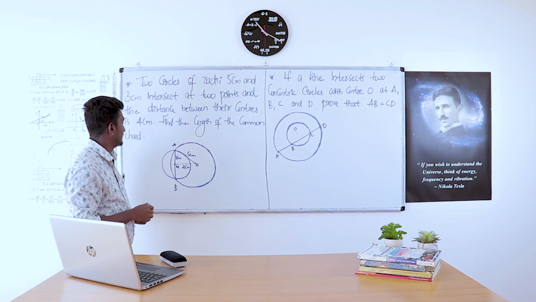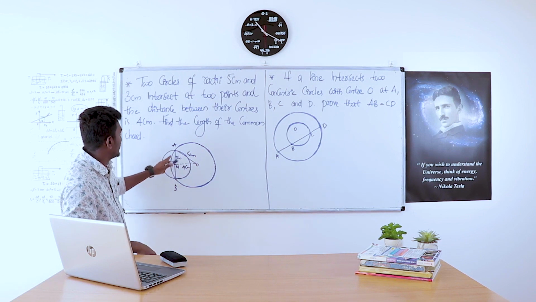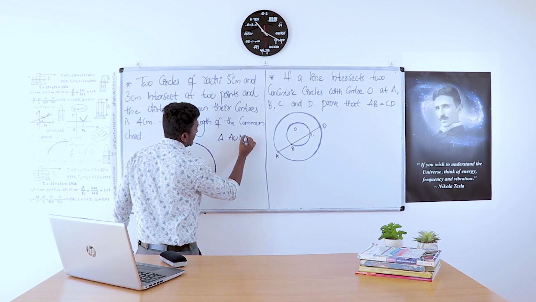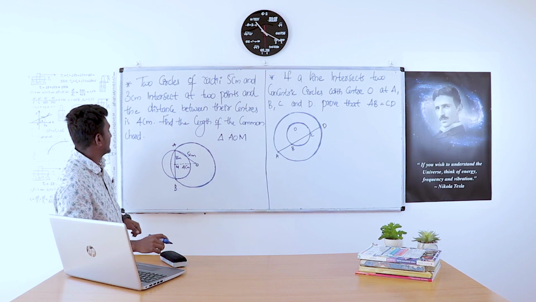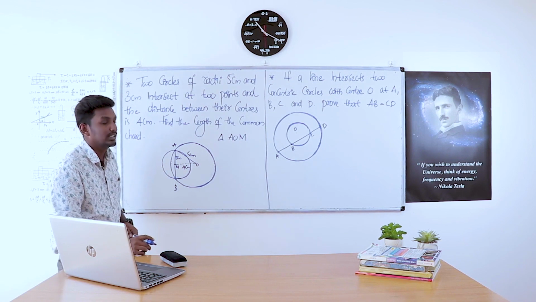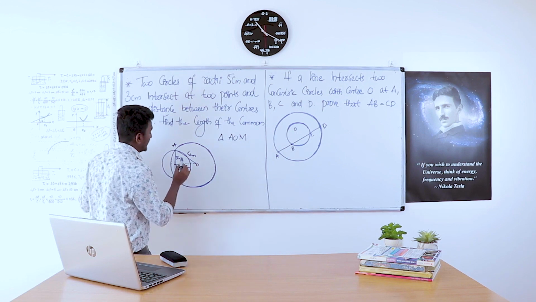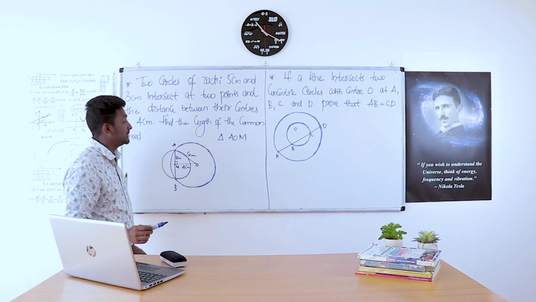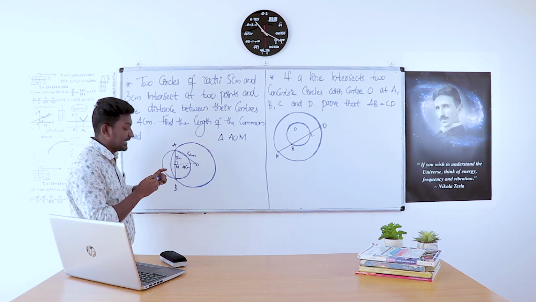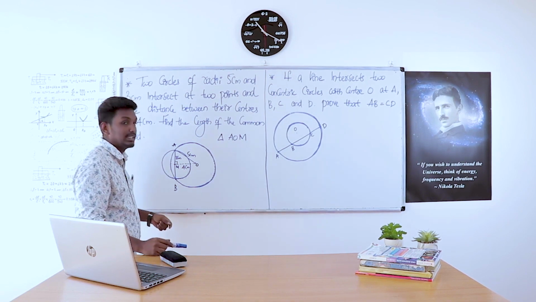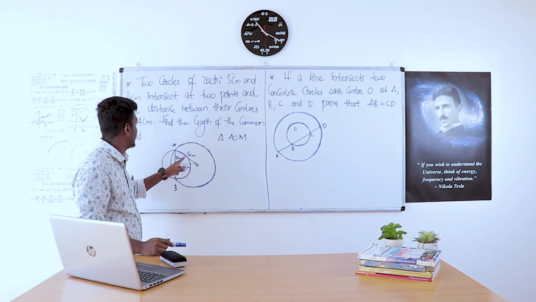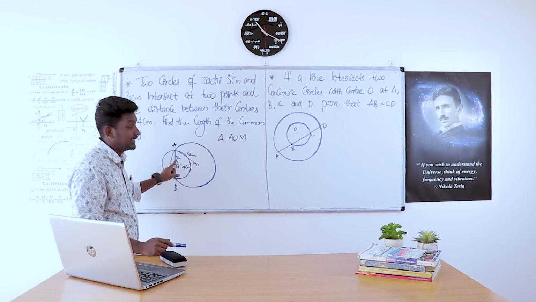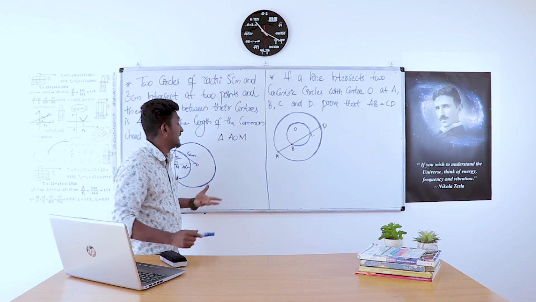How to find this? Now AOM is a triangle. We have to check whether this is a right triangle or not. If it is a right triangle, then here the angle becomes 90 degrees. If the angle is 90 degrees, then by the theorem we can say that the perpendicular drawn from the center to the chord bisects the chord.